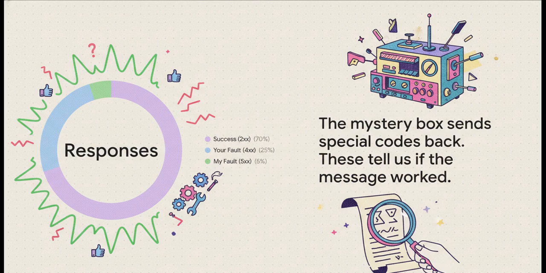If it says, "Yay," that means success. Everything worked perfectly. If it says, "Uh-oh," that usually means we made a little mistake in our message. It's our fault. But if it says, "Oops," that means the mystery box made a mistake. So we can learn a lot just by listening to what it says back.